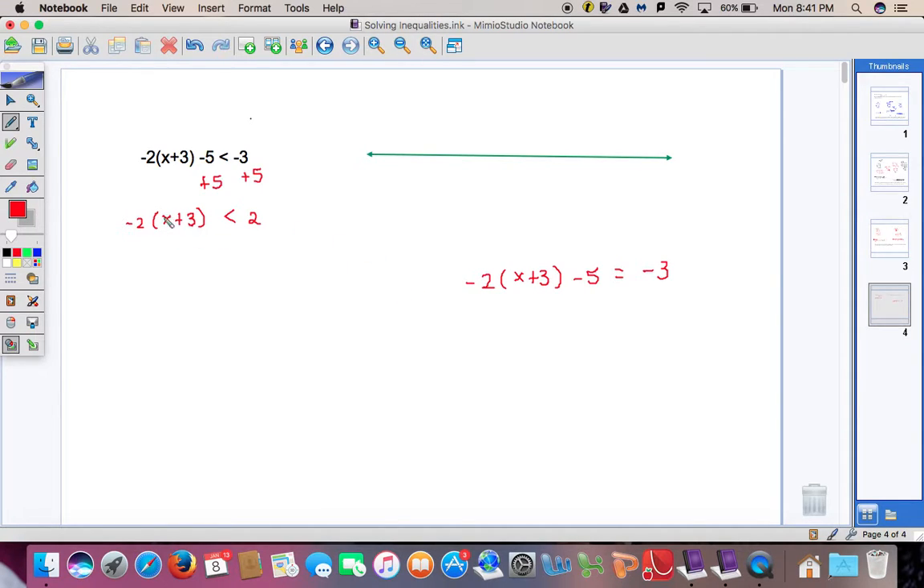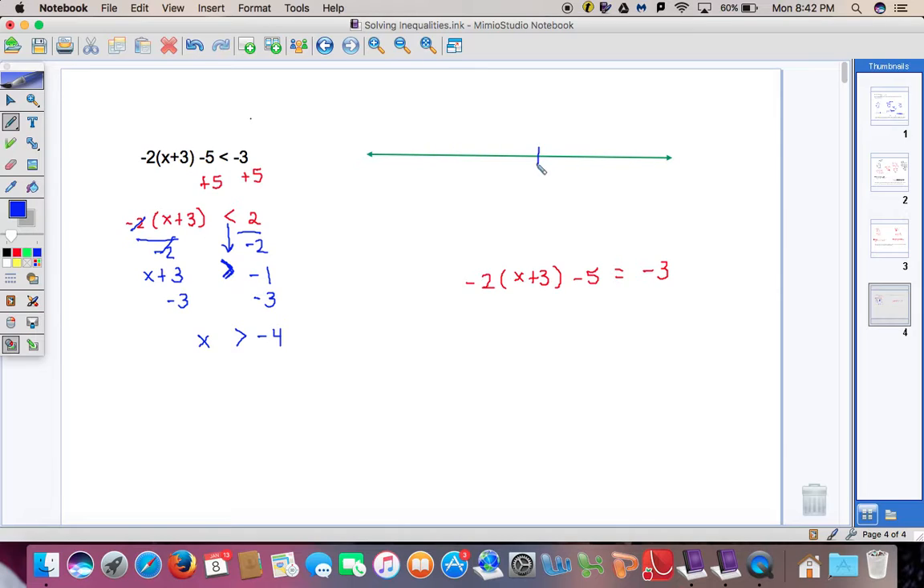Now you can either distribute that negative 2 or simply go ahead and divide. So I would divide both sides by negative 2, but remember when we divide by a negative number, this symbol here has to change. It's got to reverse. So the negative 2's are going to cancel, and I'm left with x plus 3 is greater than negative 1. Now I'm going to subtract 3 from each side, and I have that x is greater than negative 4. So my solution would be that x is greater than negative 4.